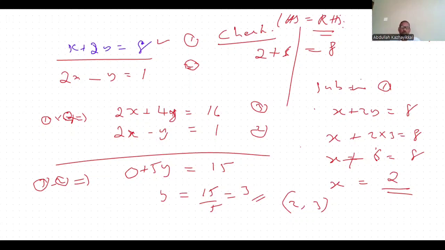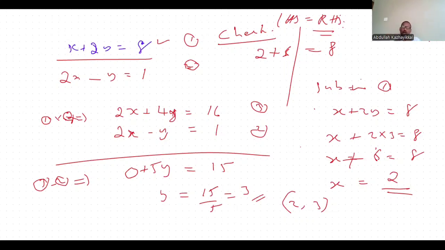Understand here: x plus 2y is equal to 8 and 2x minus y is equal to 1. I think you understood. If you have any doubt, please ask me.